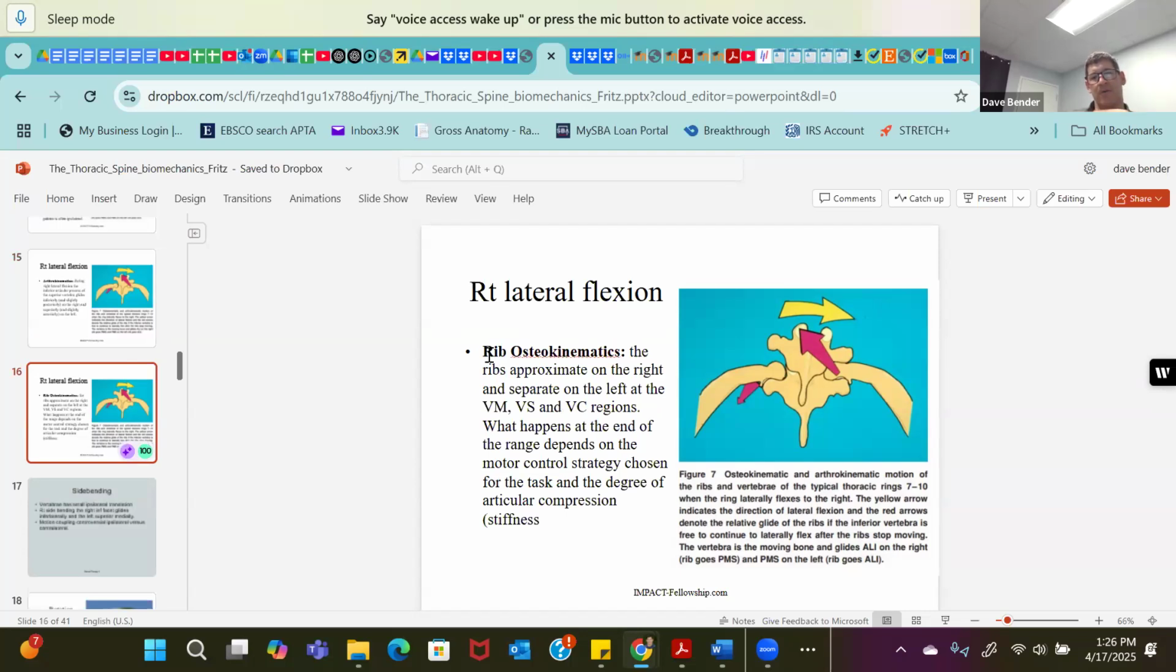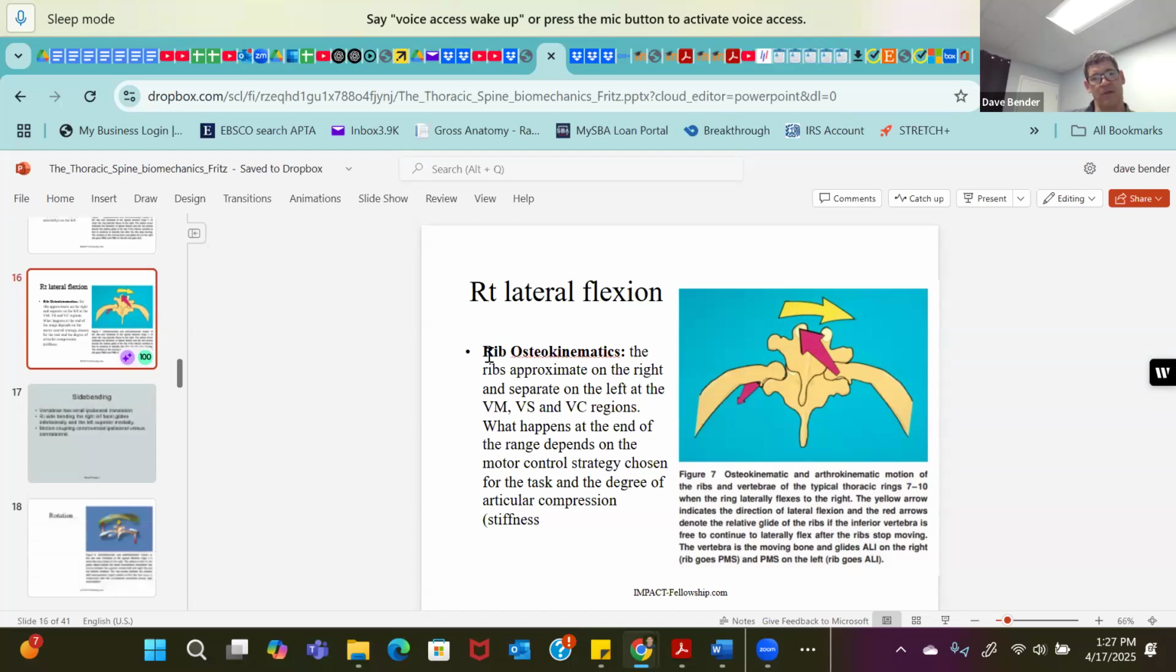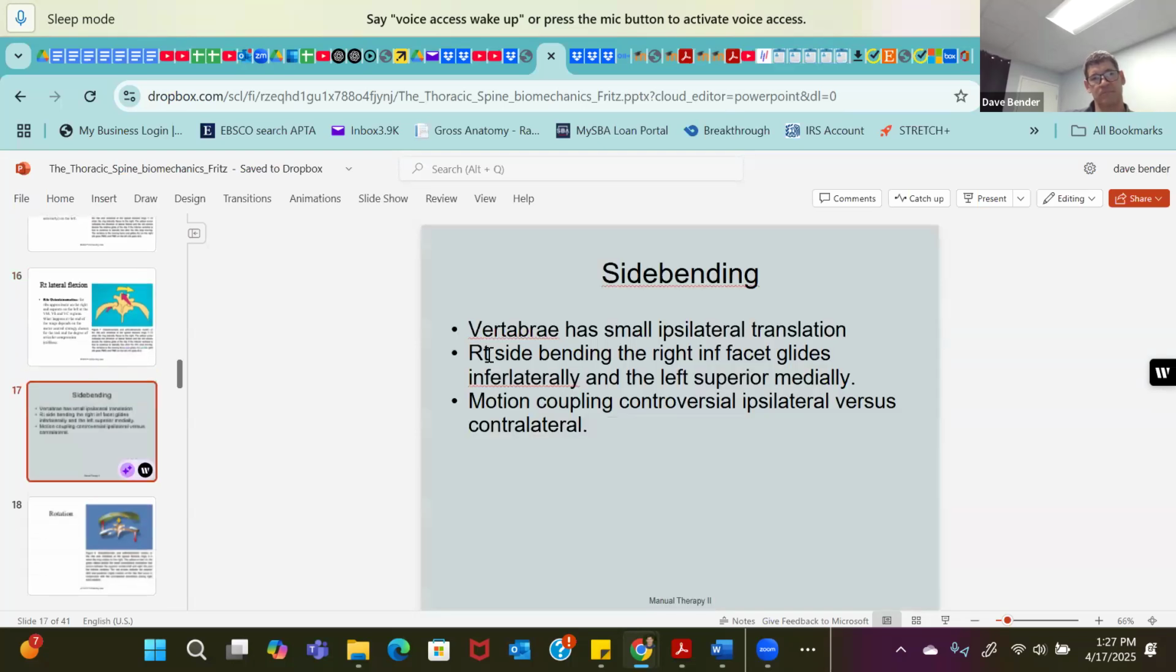Rib osteokinematics. Okay, with side bending, the ribs approximate on the right and they relatively separate on the left, in all three regions. What happens at the end range depends on the motor control strategy chosen, the task, and the stiffness and mobility of these segments. They'll all vary in what they tend to do in the osteokinematics, but you can think about those ribs compressing on the right side and creating more space on the left side. Again, this slide just summarizes some of the points that we had talked about.